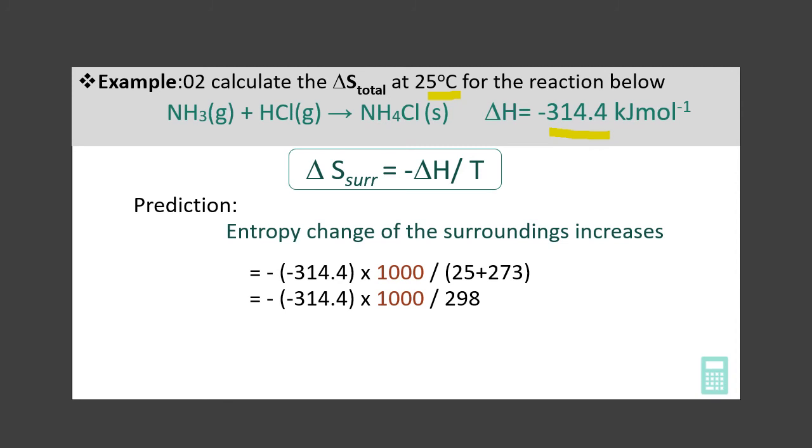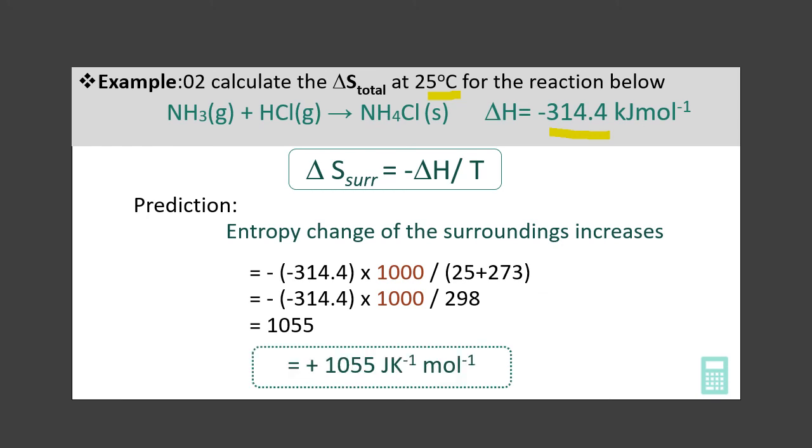So what's the answer you're getting here? Is that the one you got? What are we forgetting here? Yeah, don't forget the sign and units. Very, very important. Plus 1055 joules per Kelvin per mole. So I hope that's okay to all of you. Just follow the steps. You should really not have a problem then.